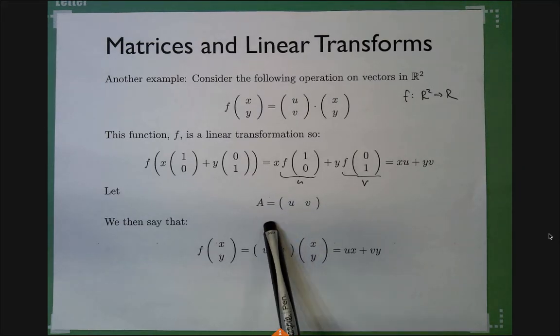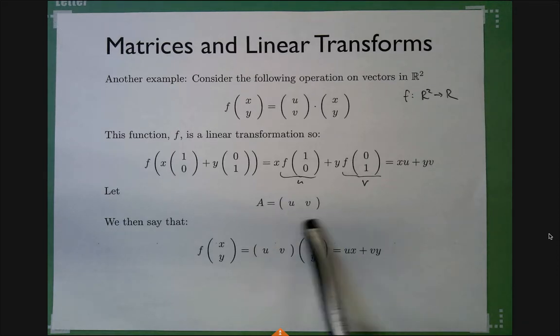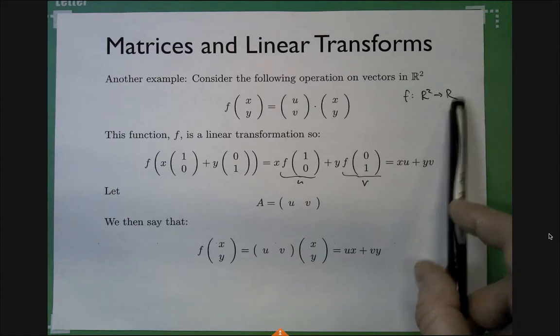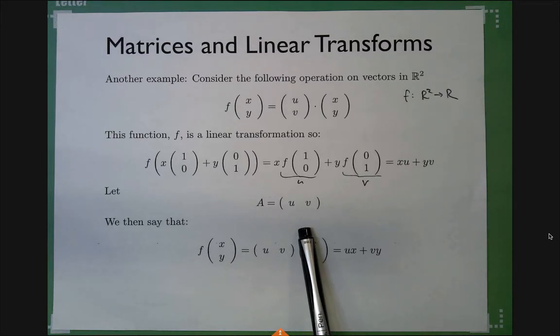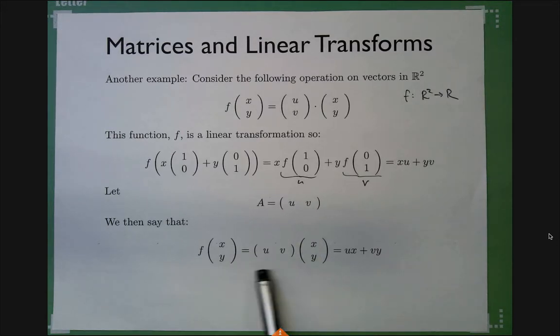If I put it into a matrix, I get a special type of matrix, which is just a one-row matrix. That's because this was only going to R. And the matrix just has the two numbers u and v, which were fixed here. So again, I can write it as a fairly special type of matrix multiplication. This is a row vector times a column vector, which again means nothing but u times x plus v times y. It's another example of a linear transformation.